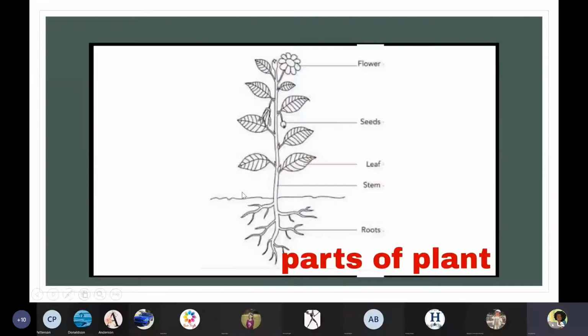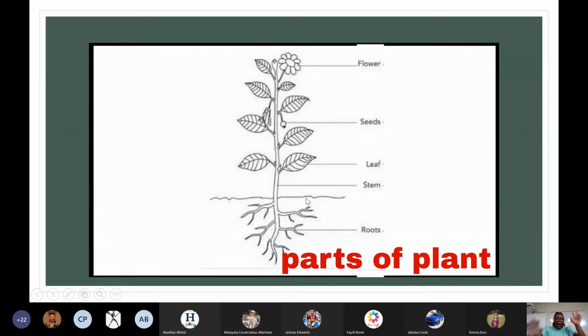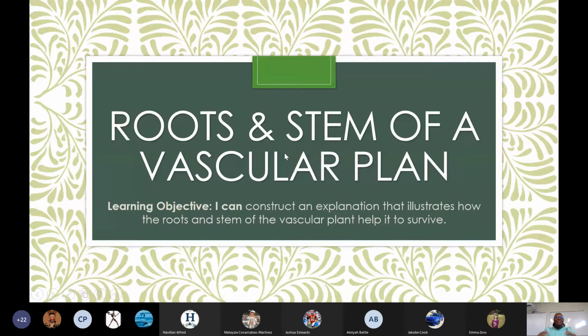Today we're going to start talking specifically about two body parts of the vascular plant, the roots and the stem. You'll want to make sure you have your science notebook along with you as we get started. Our learning objective for today is: I can, that means you, I can construct an explanation that illustrates how the roots and stem of the vascular plant help it to survive.